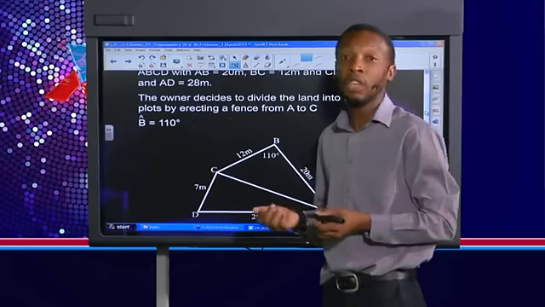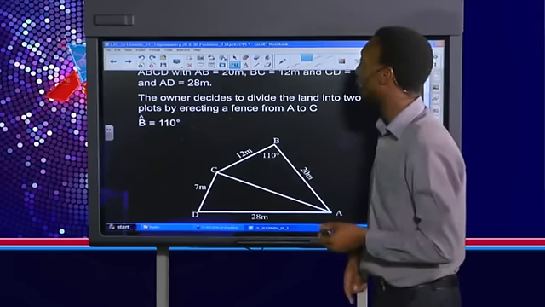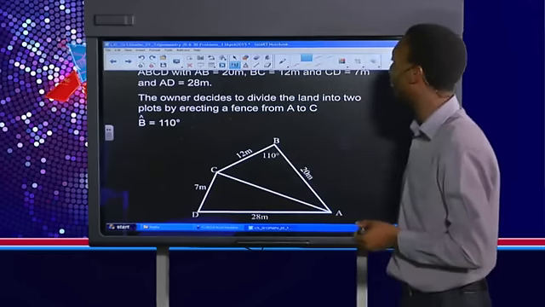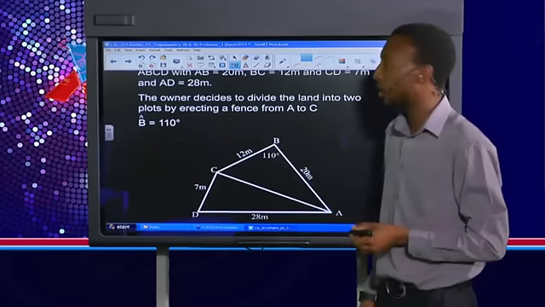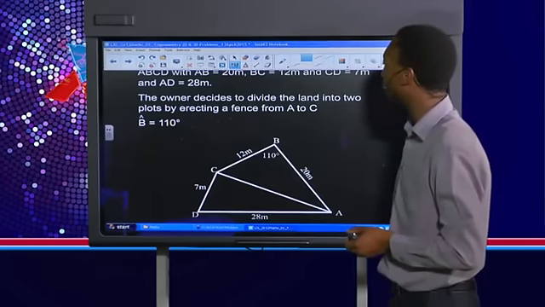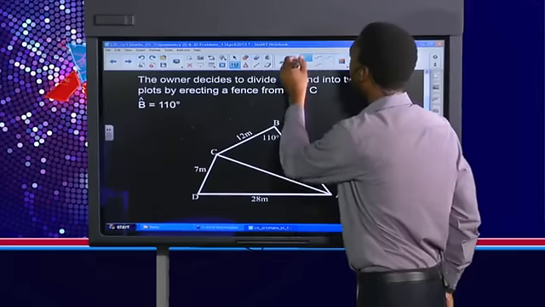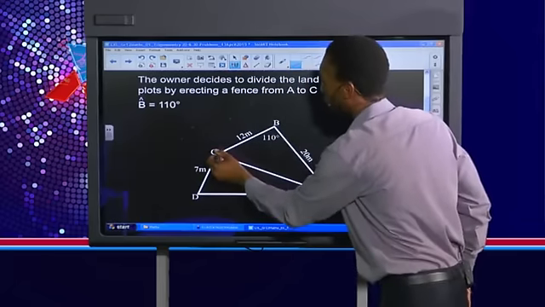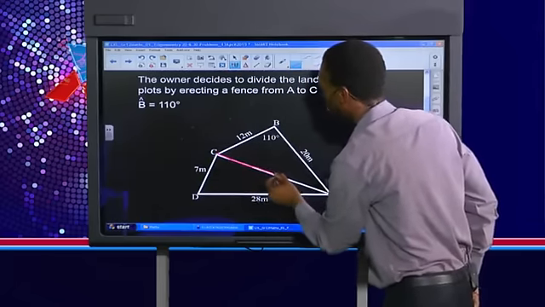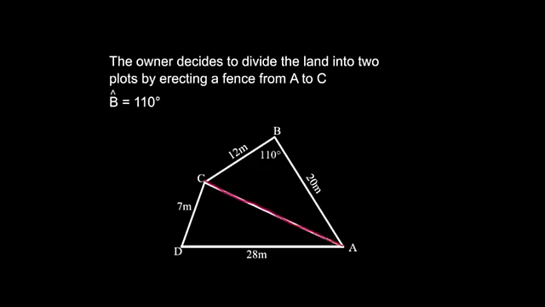It's in the shape of a quadrilateral. It says the owner decides to divide the land into two plots by erecting a fence AC. So this line here going through the shape is our fence. Okay, so you need to see this in your head.